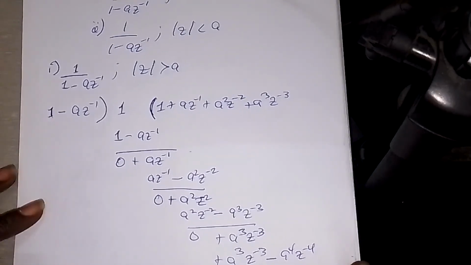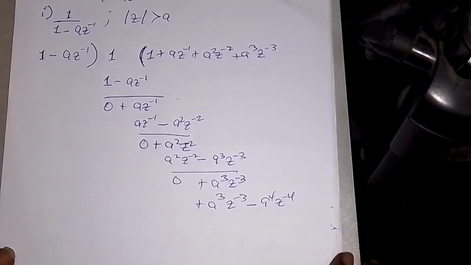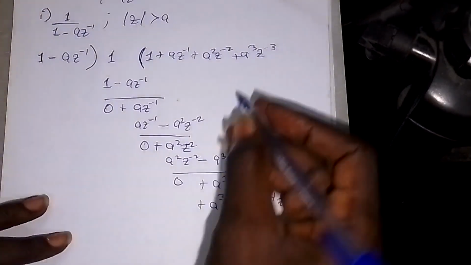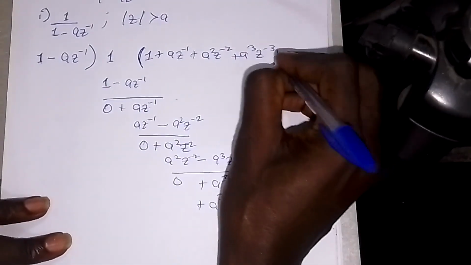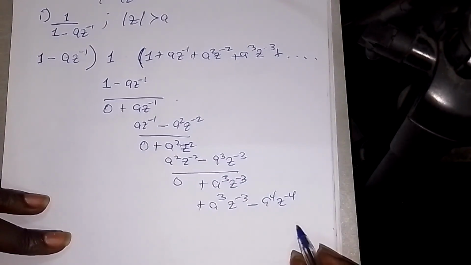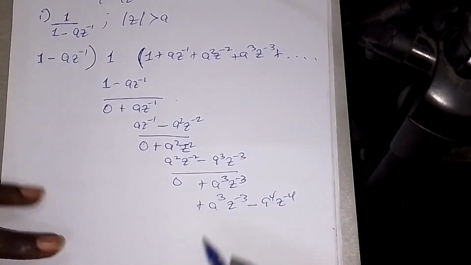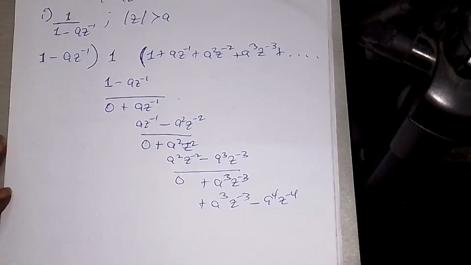Okay, after reaching here, you can stop, because you can see that the series will go on and on. So here I can say that plus it goes on to infinity. So now, after reaching here, I can just stop. Okay, so now what is going to be my series?